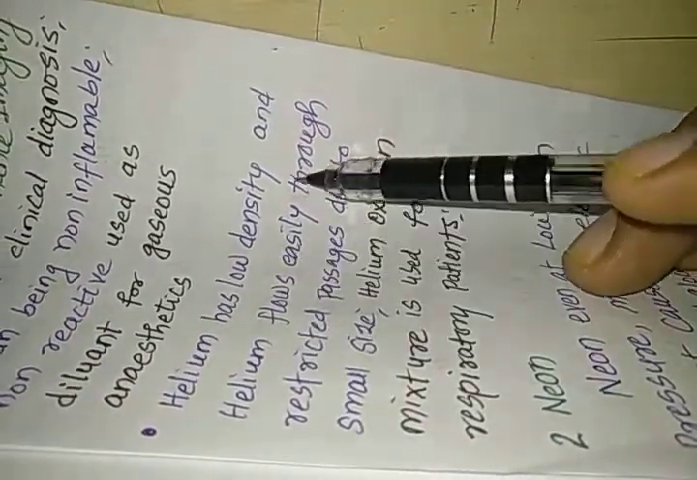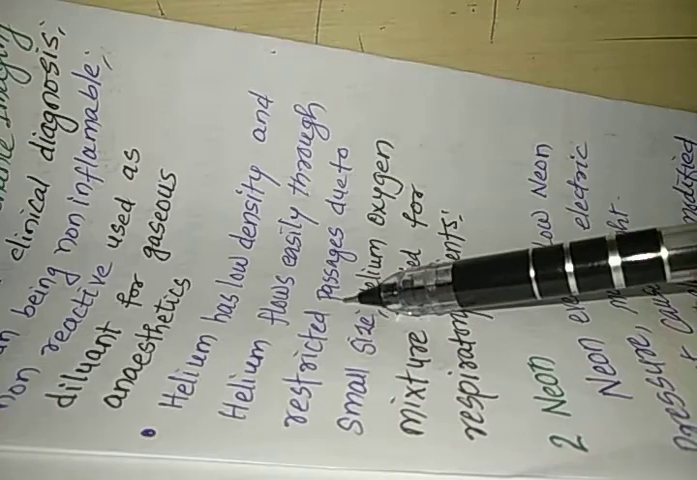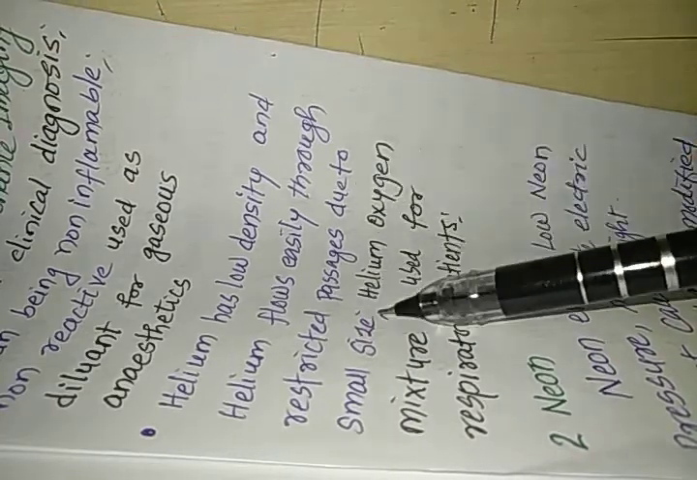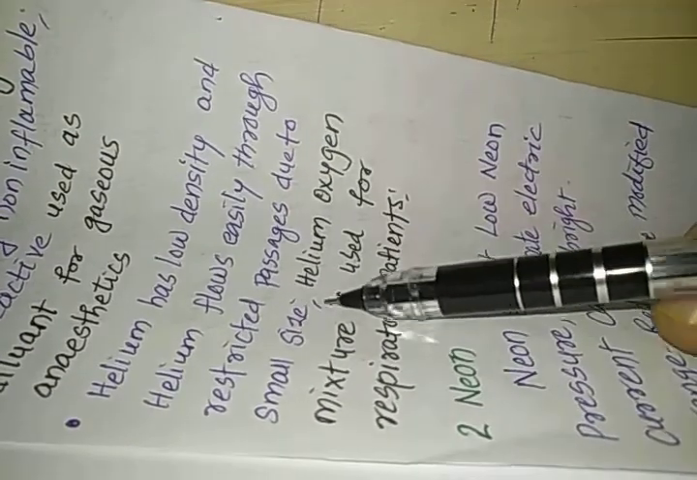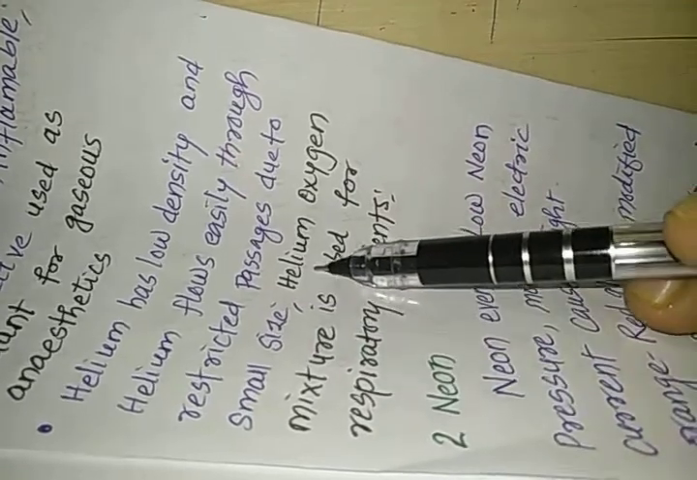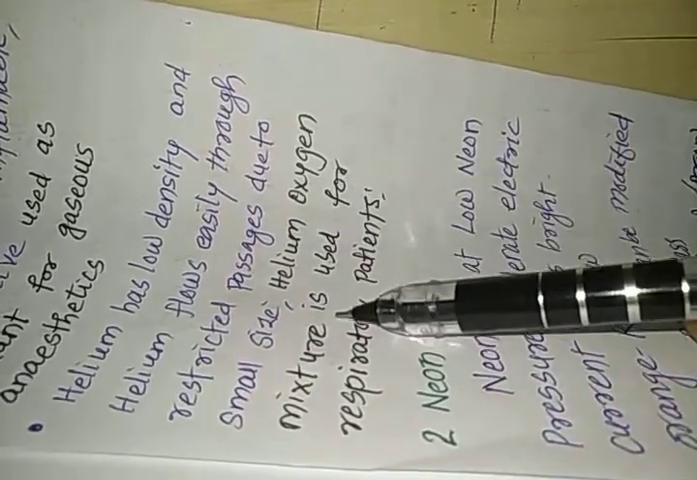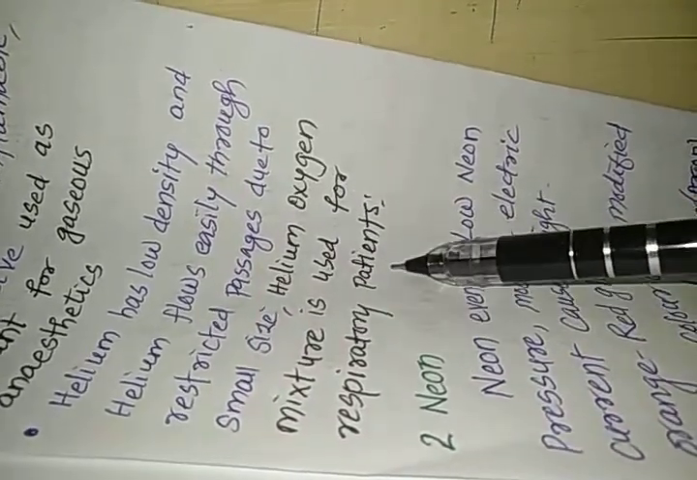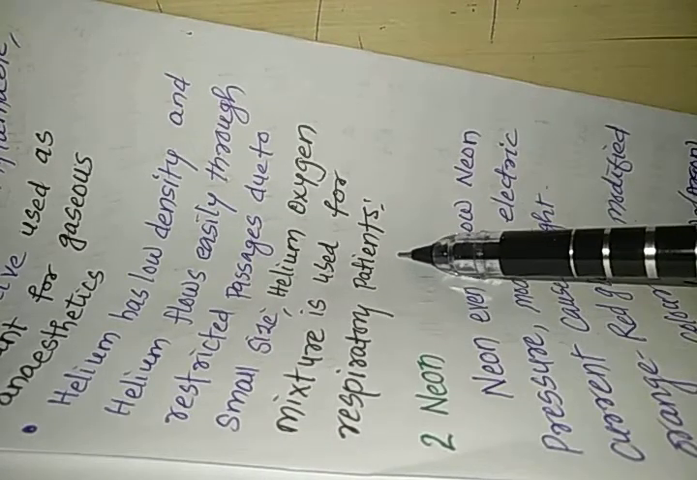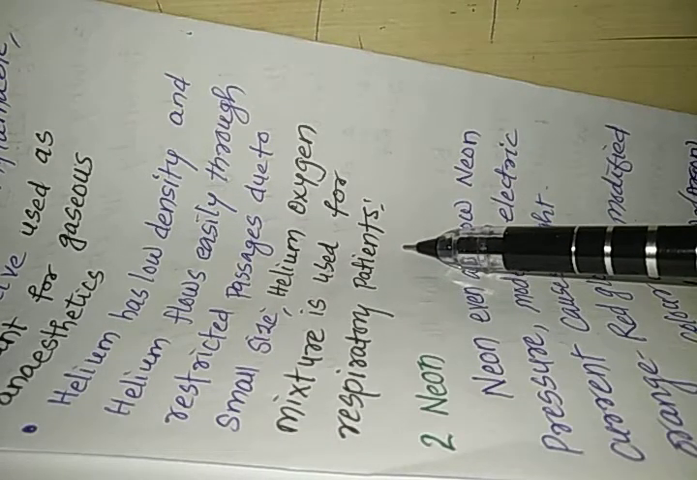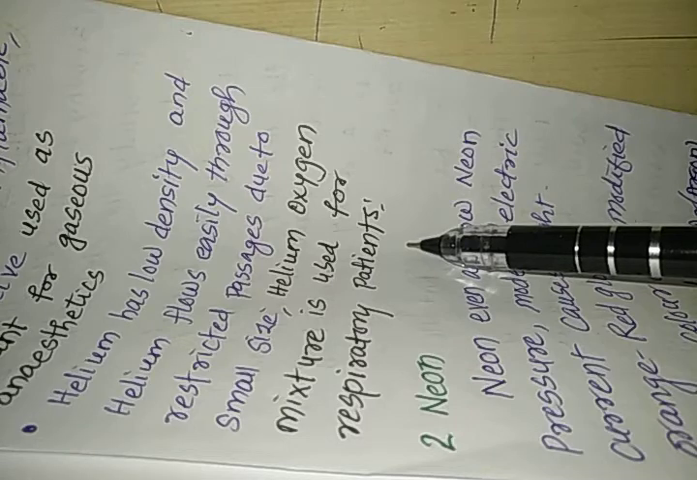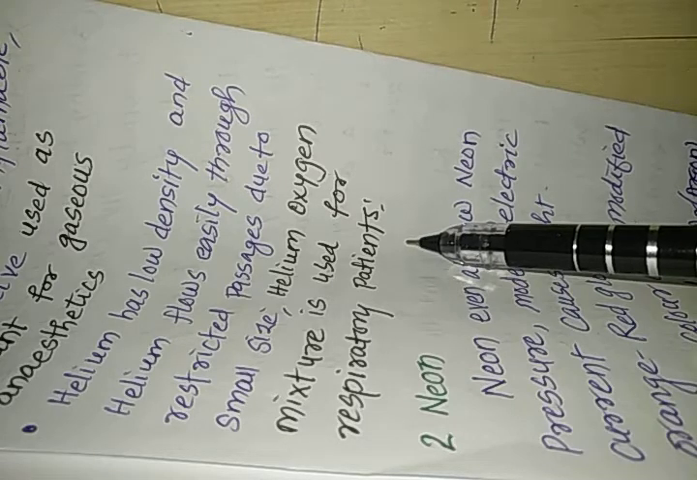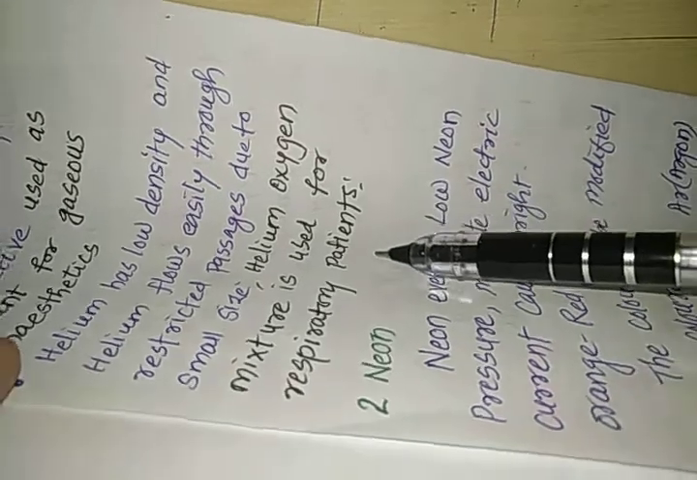Helium has low density, and it flows easily through restricted passages due to its small size. We have already discussed that helium has a very small size, and that is why a helium and oxygen mixture is used for respiratory patients. If a patient has a problem in breathing, helium can go through very small pores, and that is why helium is preferred with oxygen for respiratory patients.